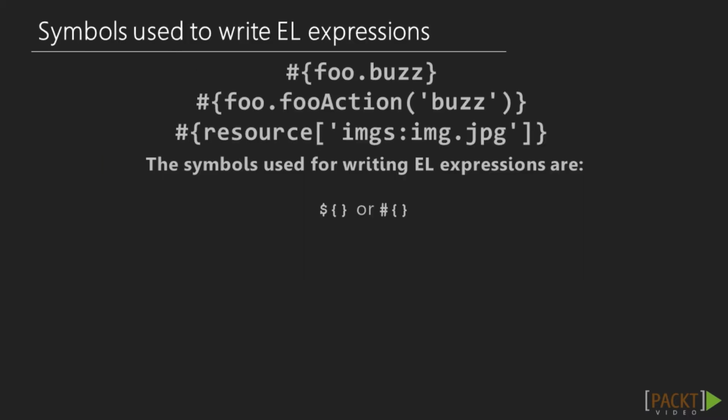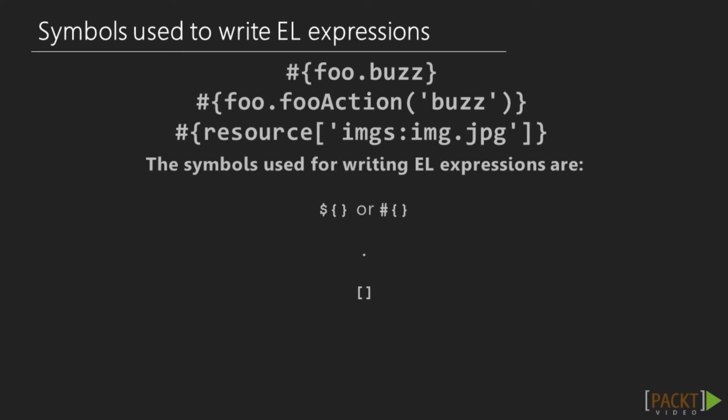Besides the ones that you already saw, we also need the following symbols for writing an EL expression. First, we have to demarcate the EL expression via a dollar or hash sign and a pair of braces. As you will see later, there is no difference between using hash, which is preferred, or dollar. Further, we have the dot or square brackets.